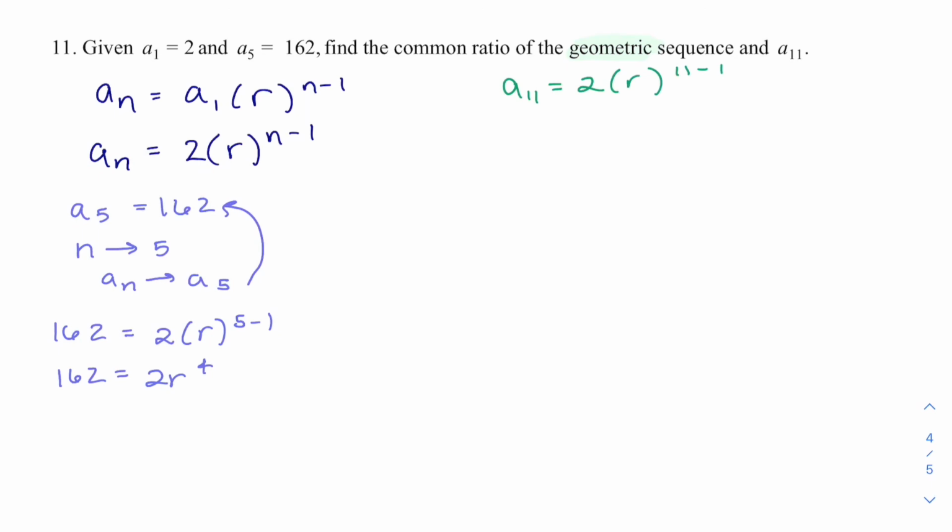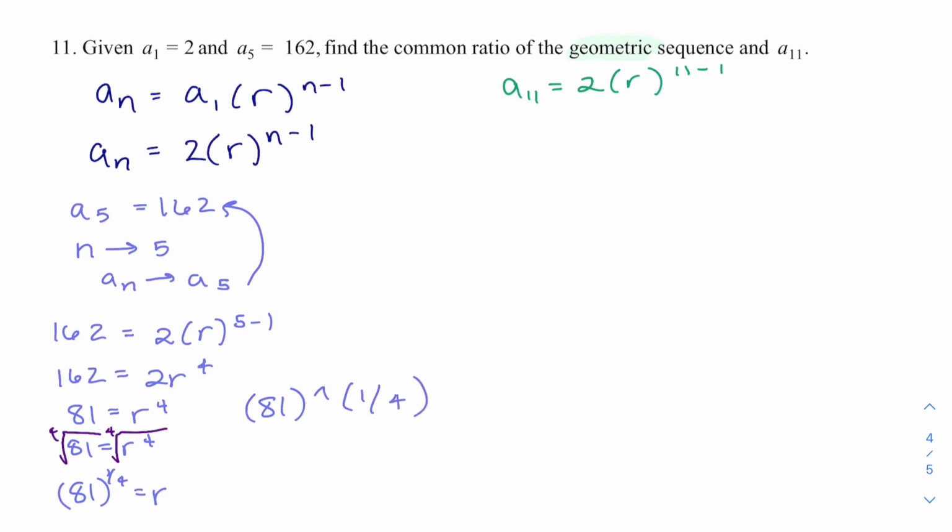Divide both sides by 2. 162 divided by 2 is 81. 81 equals r to the 4th. Take the 4th root of both sides to undo the power of 4. The way you type that into your calculator is 81 in parentheses raised to the 1 divided by 4 in parentheses. That is how you take a 4th root in your calculator, and we get that r equals 3. Okay, so now I have my explicit formula.